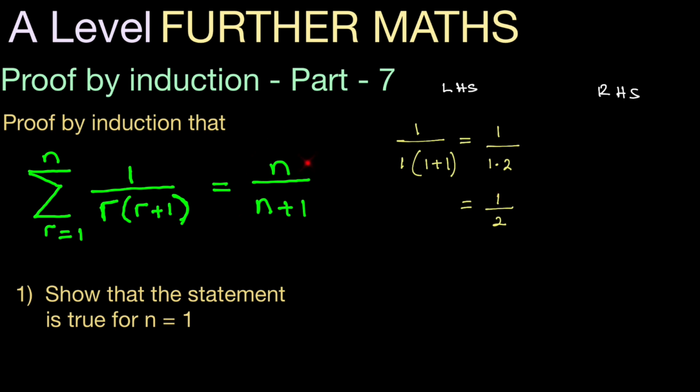For the right-hand side, we do the same thing, but in this case n equals 1, because we're saying n equals 1. We have 1 over 1 plus 1, and therefore that equals a half. This is true. Likewise, that is true. This statement is true for n equals 1.